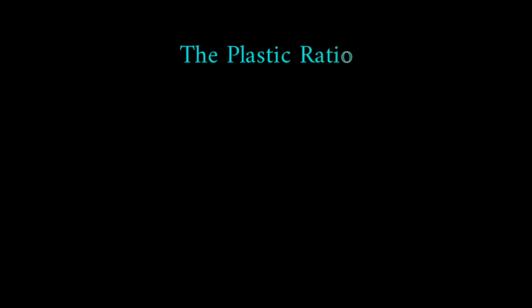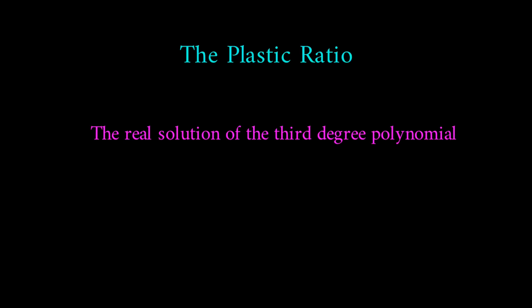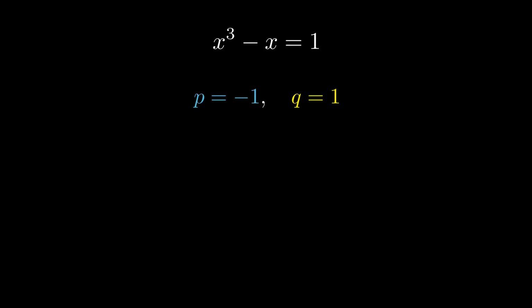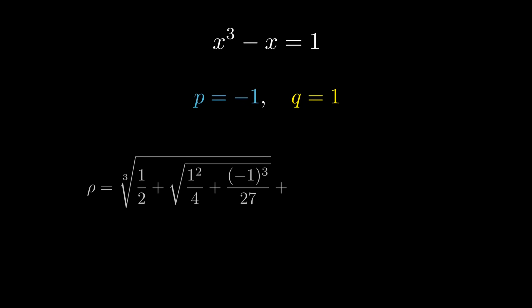Let's use our result to find the so-called plastic ratio, which is the only real solution for the third-degree equation on screen. After rewriting our equation in our standard form, we get p equal to -1 and q equal to 1. After plugging that into our solution formula, we get this value.